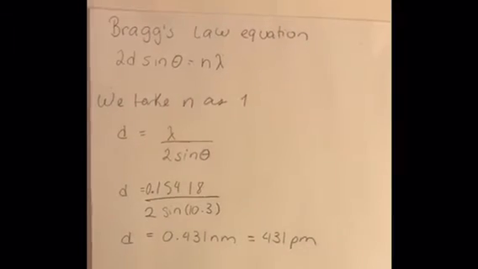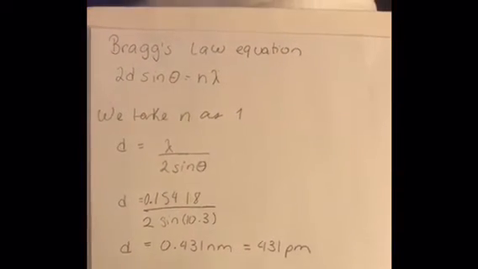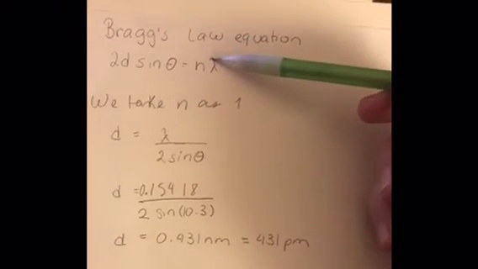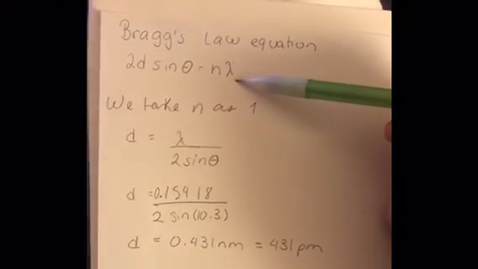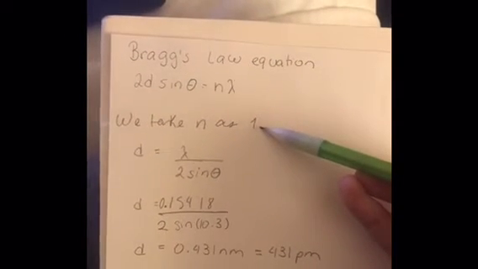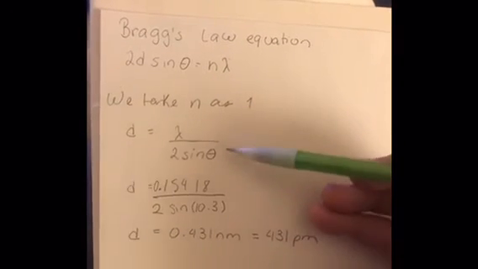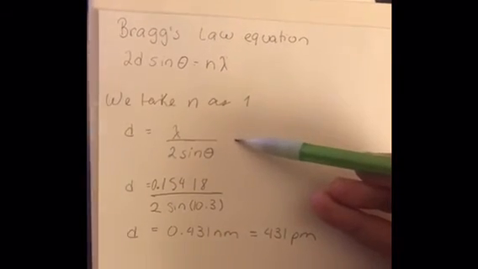To calculate the d-spacing for the most intense peak in the diffraction pattern, I'm going to use this equation. This is Bragg's law equation. In here we're going to take n as 1 because we are only focusing on the center peak. Then the spacing would turn to this.